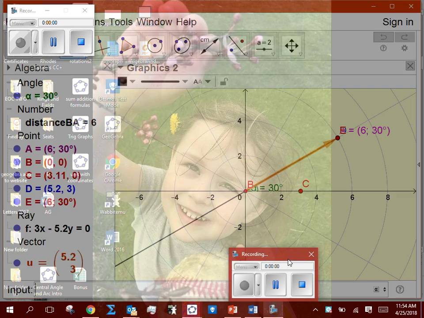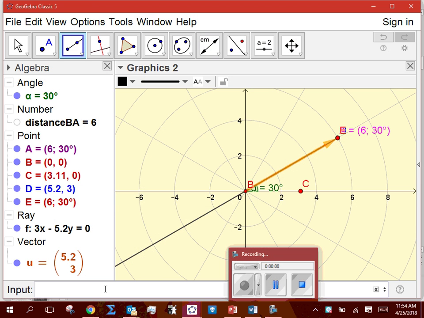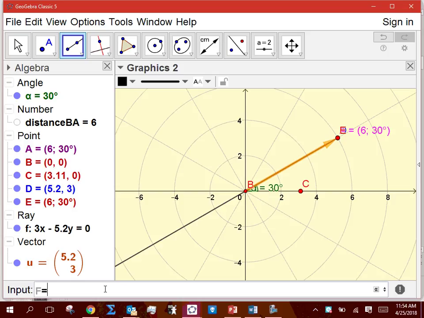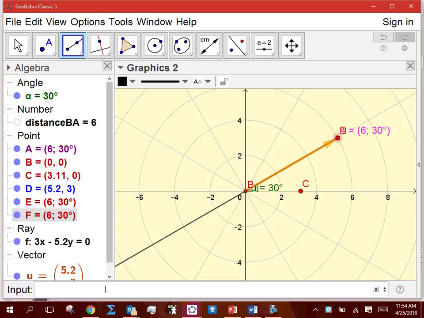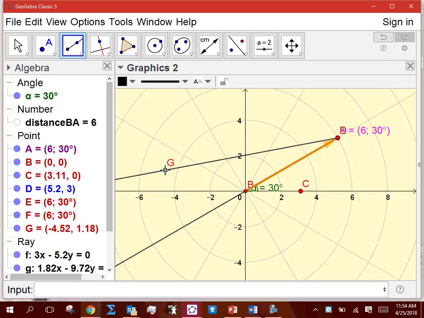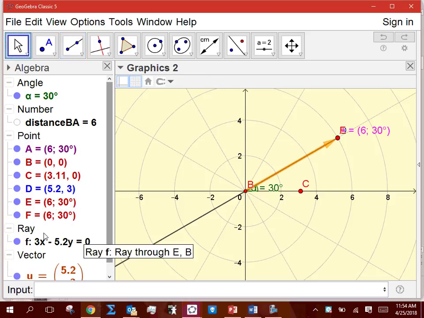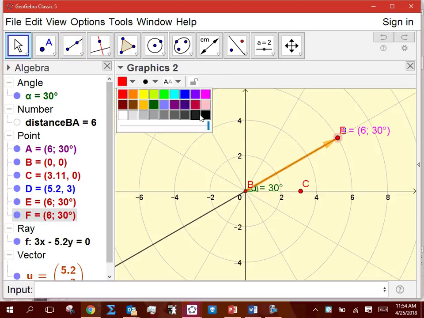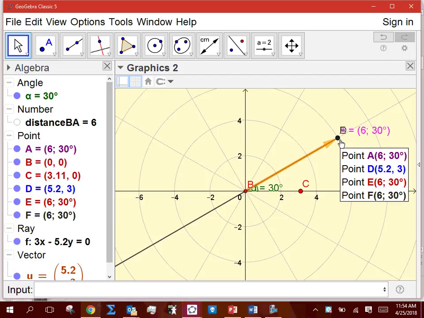So I could actually say that, let's just call it point F. Let's say that it is at, now instead of 6, I'm going to write -6. Okay, and I'm going to write 210 degrees. Where did it take F? It took F and put it right there, correct? Same spot A was, okay?